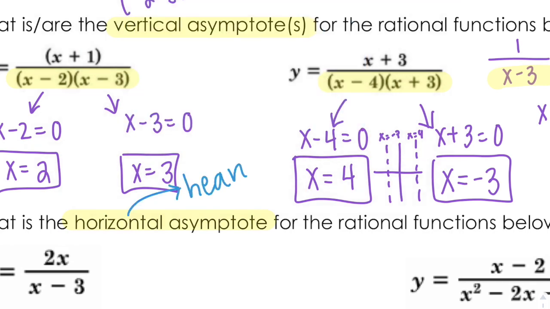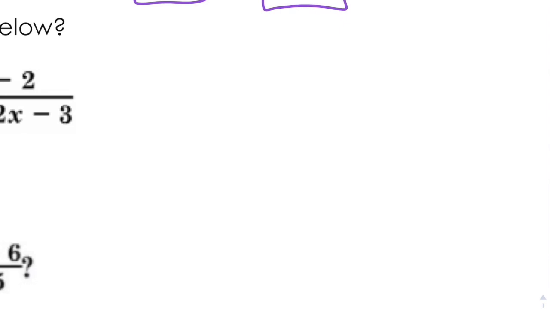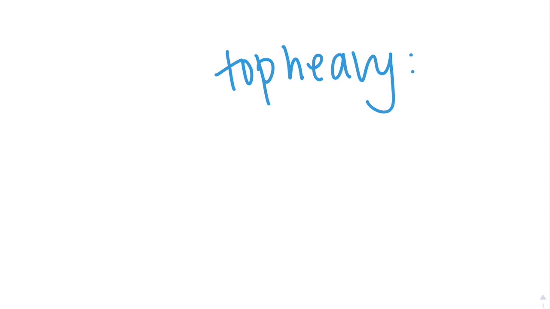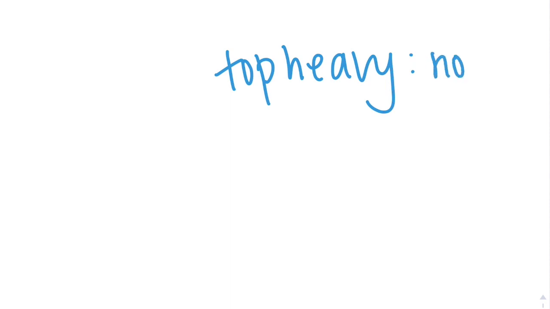So horizontal asymptotes, heavy. Okay, if your fraction is top heavy, and this would be something that I would maybe write down on your pink piece of paper because it has a reference, it has it on there. If it's top heavy, an example of top heavy would be like x cubed over x squared. If it's top heavy, it's not going to have a horizontal asymptote. For example, y equals x plus 1 over 1. That's not even a rational function. That's just y equals x plus 1. So if it's top heavy, like x cubed over x squared, it's going to have no horizontal asymptote.